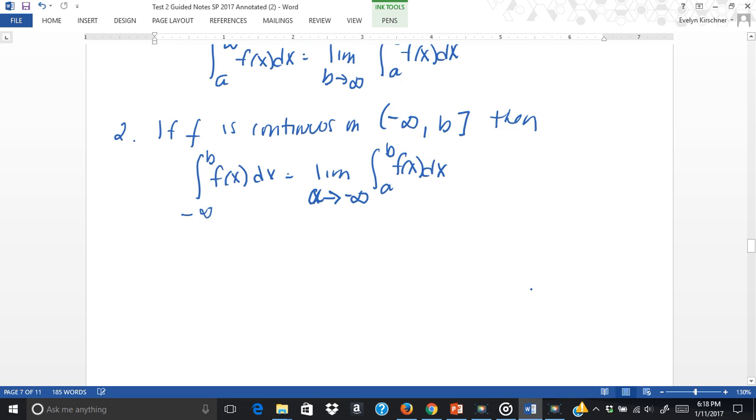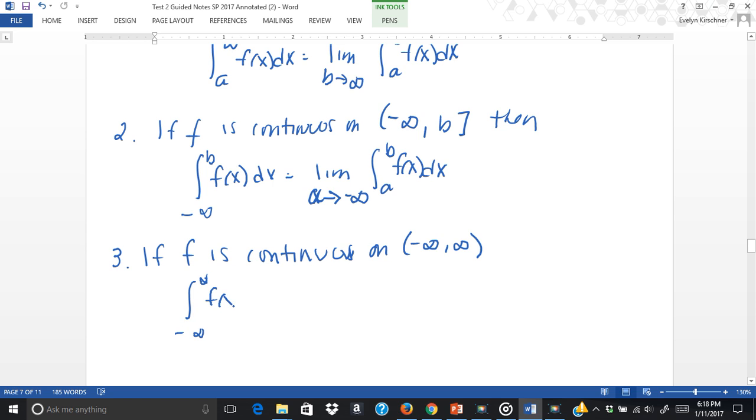Finally, if f is continuous on negative infinity to infinity, then I can define the integral from negative infinity to infinity of f of x dx as the integral from negative infinity to c of f of x dx plus the integral from c to infinity of f of x dx, and apply 1 and 2. And c is any real number.